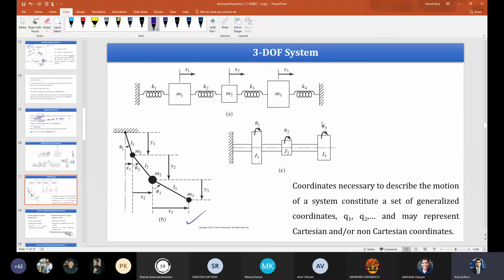Here also, in a similar manner, you can see it is not 6 degrees of freedom, x1, y1, x2, y2, x3, y3. It is because they are related through this length. So that's why theta 1, theta 2, and theta 3 are the degrees of freedom. That is a 3 degrees of freedom system.